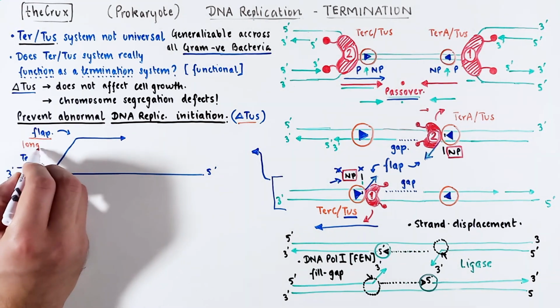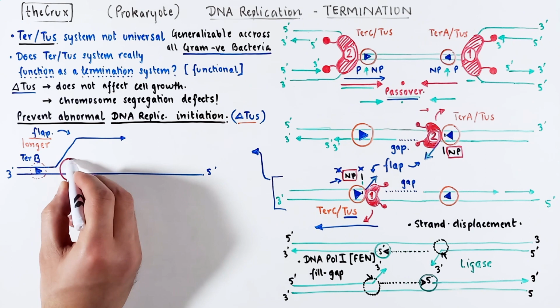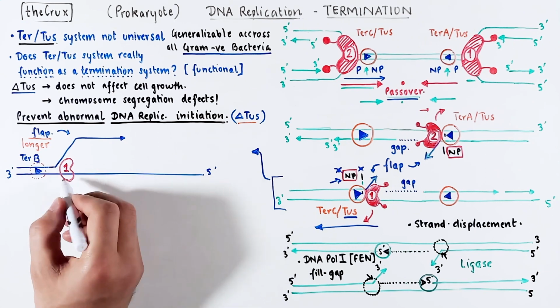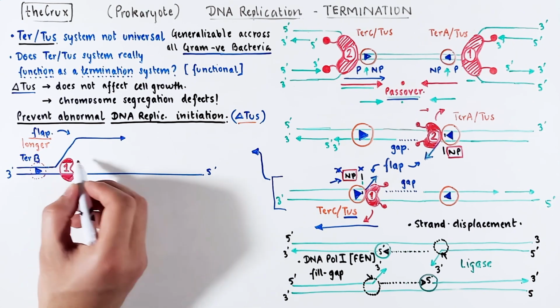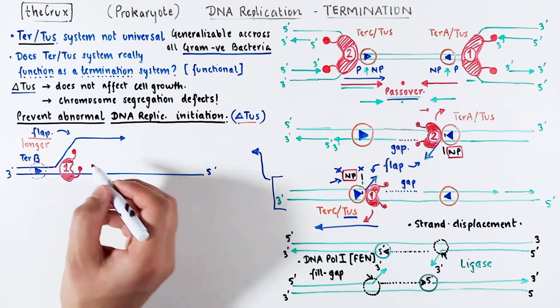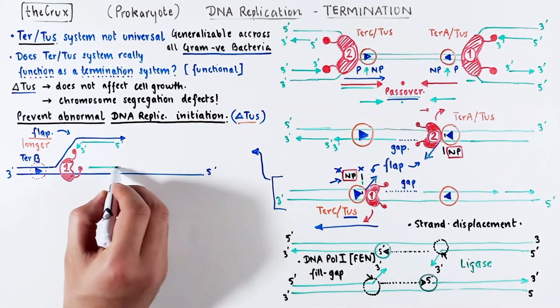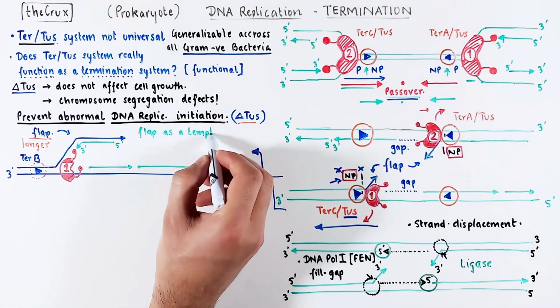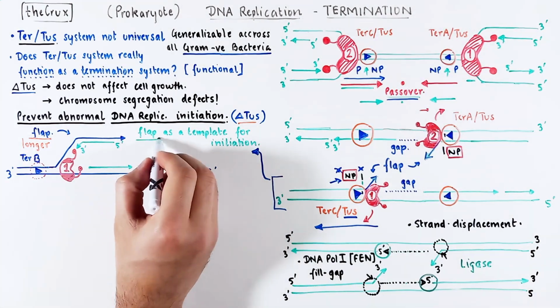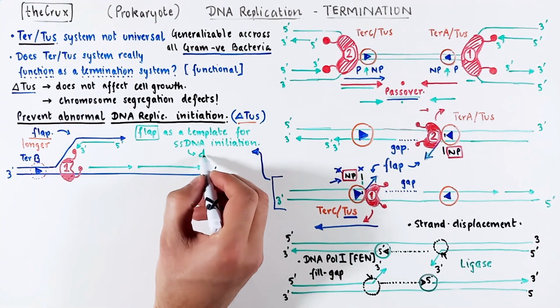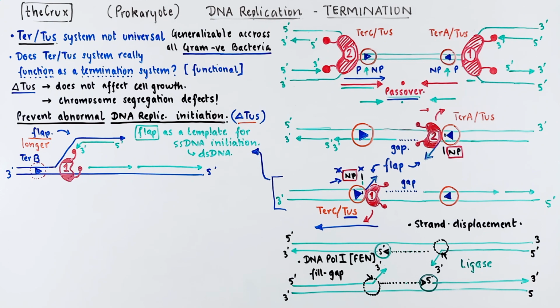But at some point, it will be long enough that the helicase can use the single-stranded flap and the bottom strand as templates and restart DNA replication. So the flap is then converted from a single-stranded template to a double-stranded DNA. And now it is a template for leading strand synthesis.